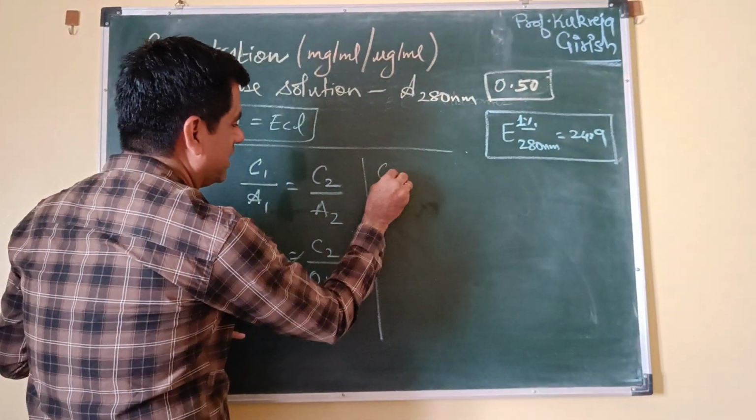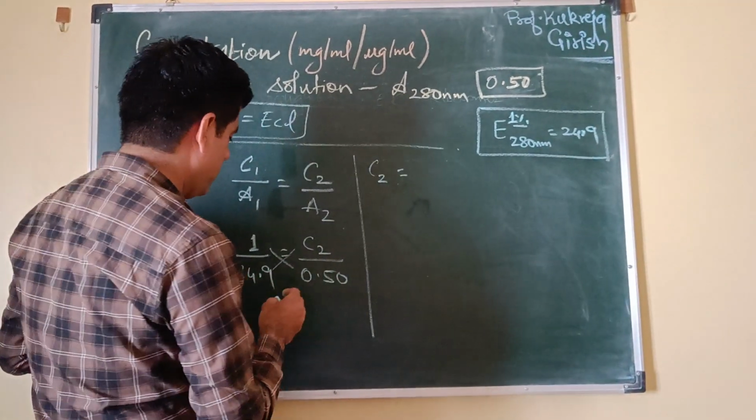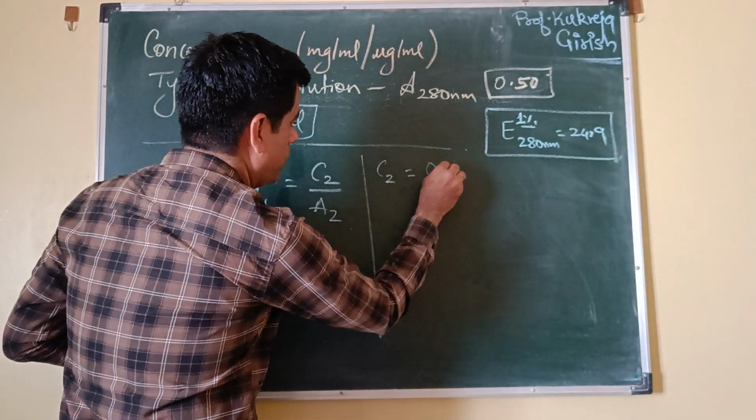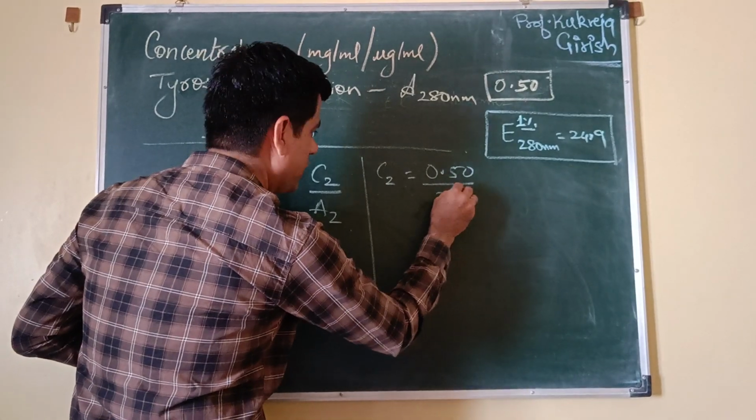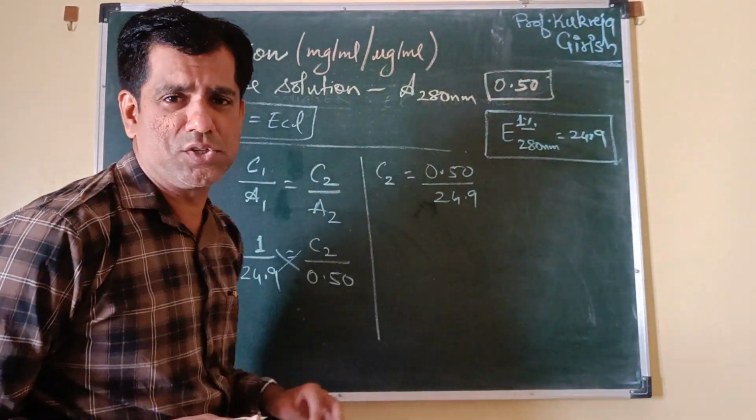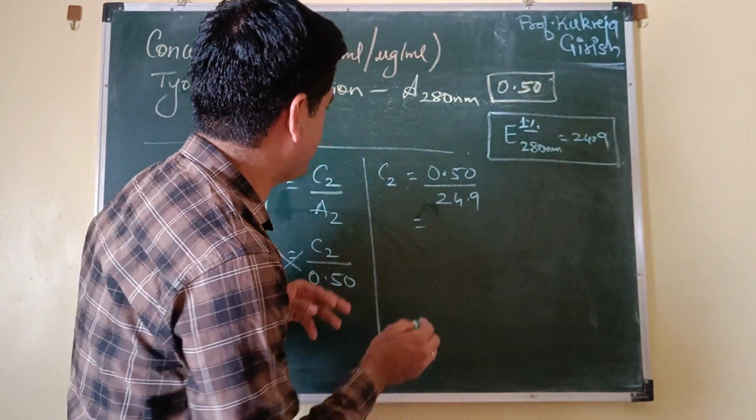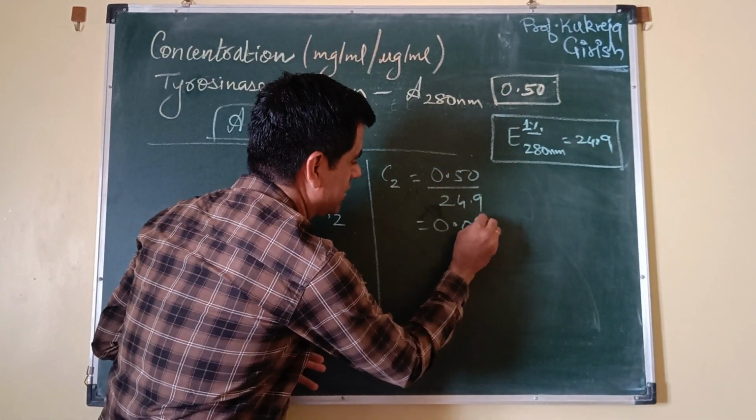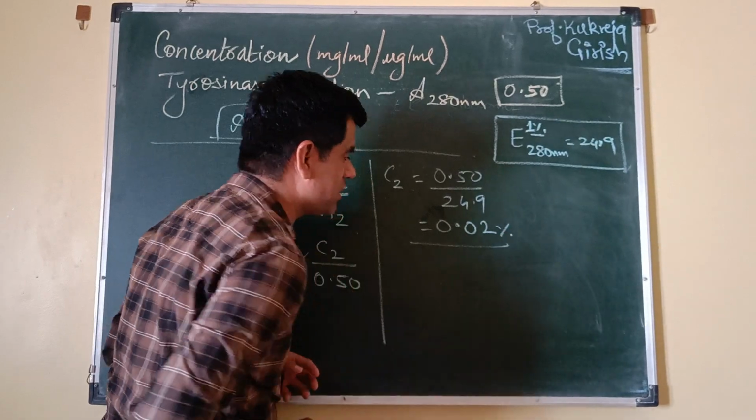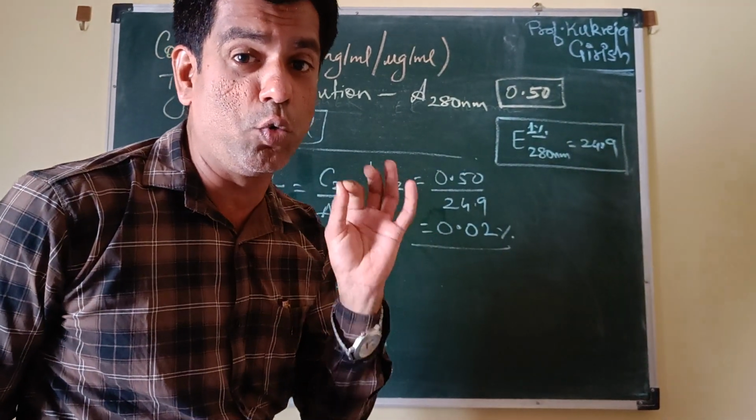So I have the concentration now at my hand. It is C2, which will be around 0.50 upon 24.9. Please solve it for me, I am weak in mathematics. Considering this as around 25, this will be around 0.02. So I have the concentration of 0.02%.